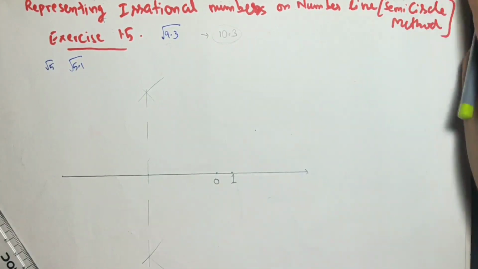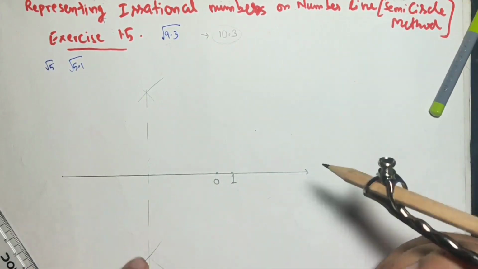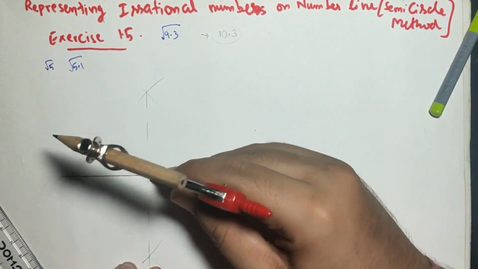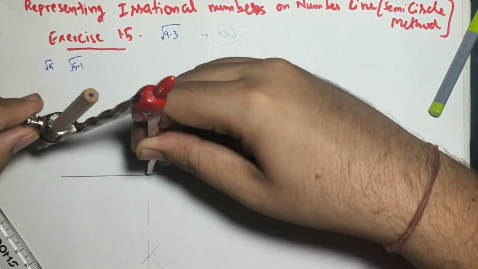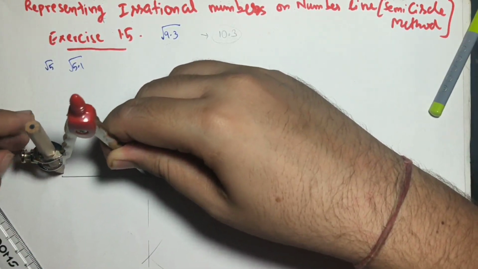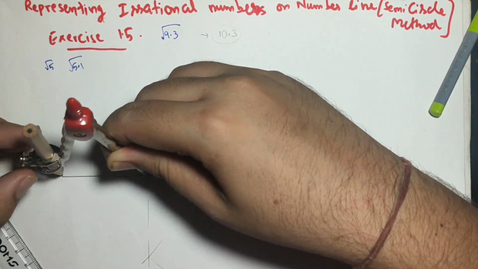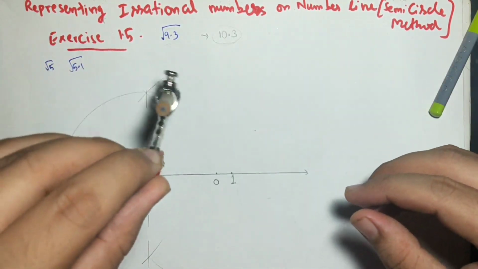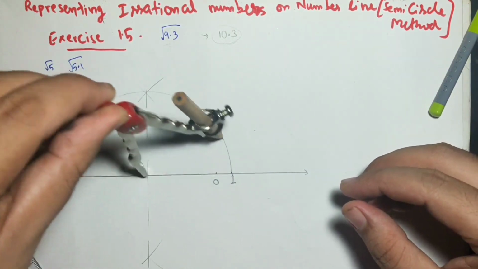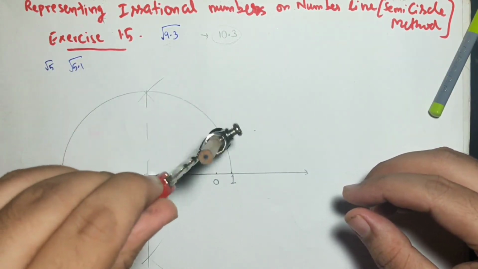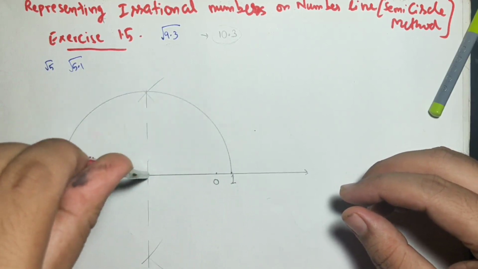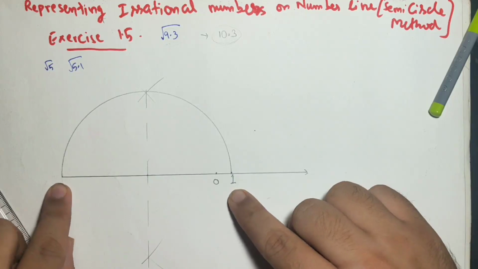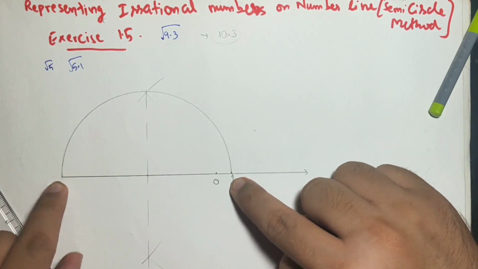Now after finding the midpoint, draw a semicircle keeping this midpoint as center and this edge point, the last point, as radius. This is the radius. Construct this semicircle. After constructing this semicircle, it should intersect the starting point and the 1 point.